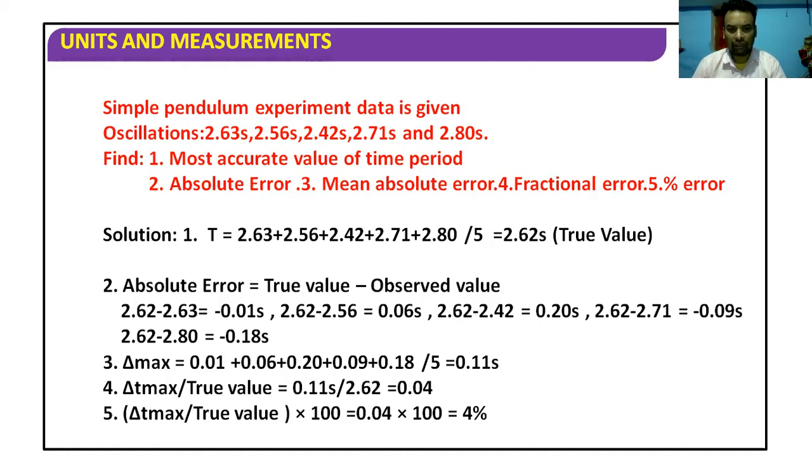Then mean absolute error. Mean absolute error means the absolute errors are further taken as the mean. If we take the mean of the absolute errors, we will get the mean absolute error. So we have 5 values of absolute errors, so it is divided by 5. That will give me the mean absolute error. Then fractional error. Fractional error means the mean absolute error divided by the true value. And percentage error: when the fractional error is multiplied by 100, it gives me the percentage error.